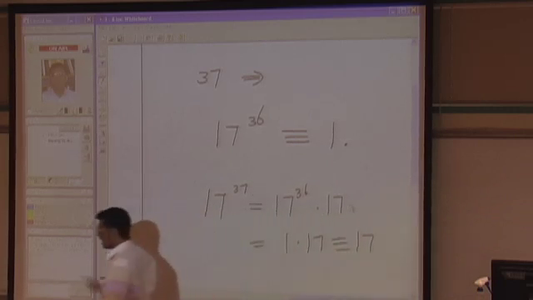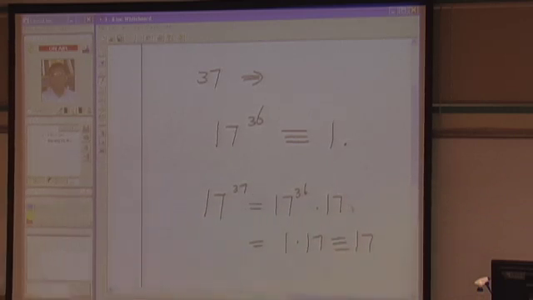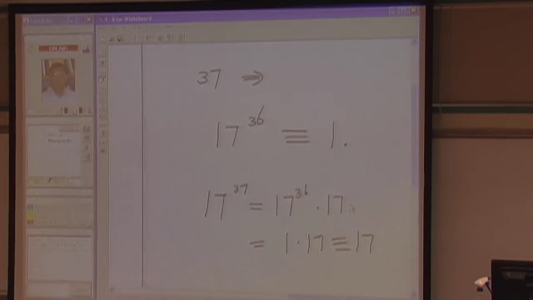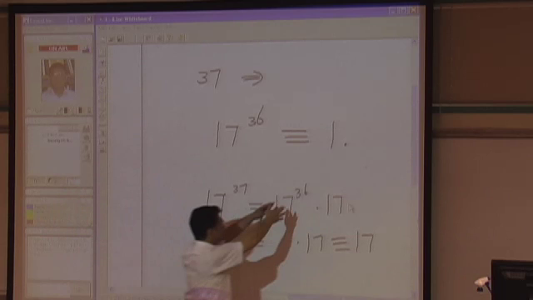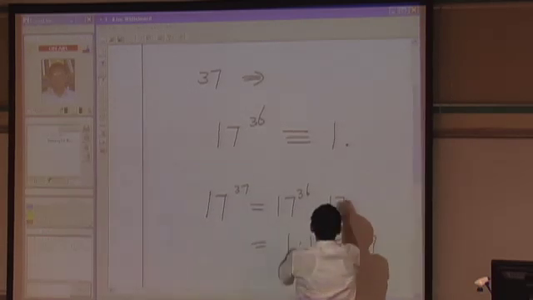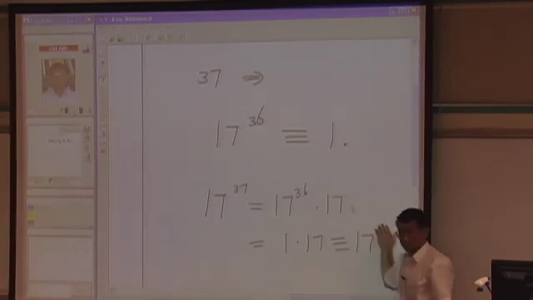So you can apply Fermat's little theorem, but the general form is Euler's theorem, right? So you can generally apply Euler's theorem to remove a big chunk and then handle smaller pieces.